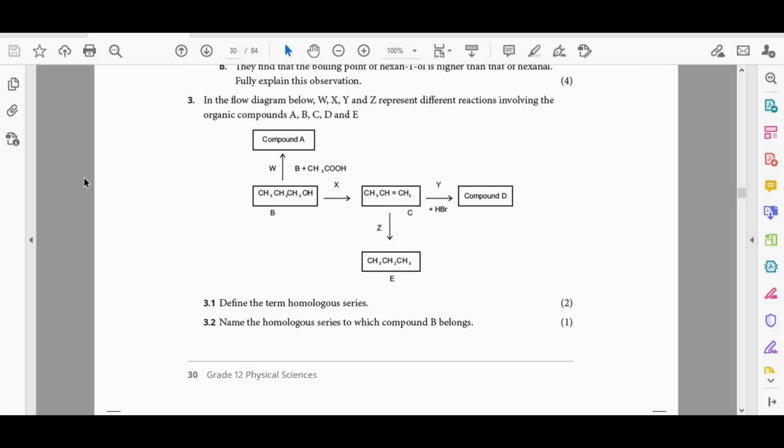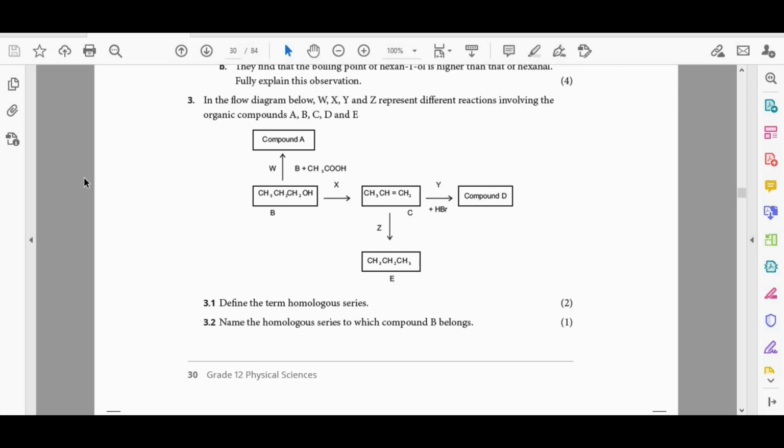Anyway, in the flow diagram, question 3 states W, X, Y, and Z, which are the letters that represent the different reactions that take place in this flow diagram. And A, B, C, D, E are organic compounds. 3.1 was: define the term homologous series. If your definition is not the same as the one in my memo, but is similar, of course you'd get the marks.